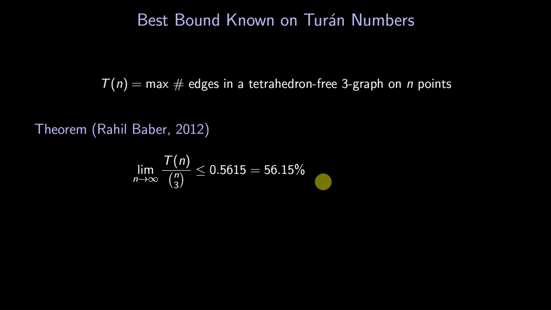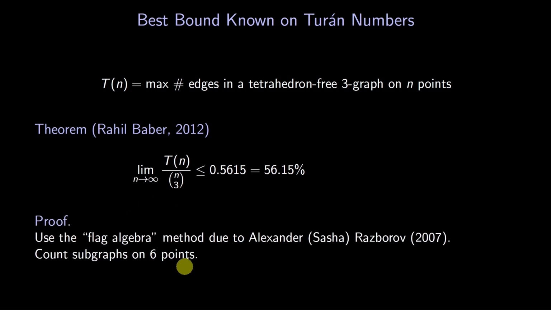As to how this density bound was shown, I can only give a brief indication. It uses a method due to Sasha Razborov called flag algebras. Remember in the proof of Mantel's theorem, we counted the number of subgraphs on 3 points? Well, here instead, we'll count the number of subgraphs on 6 points.